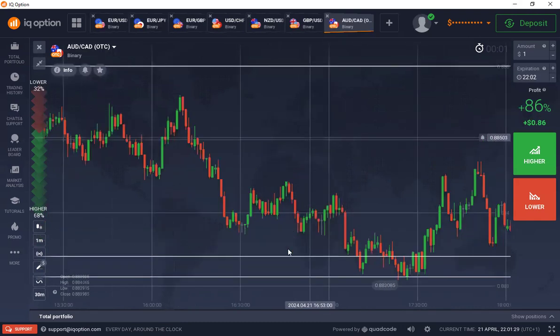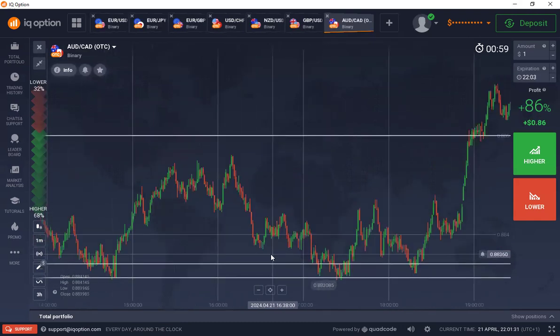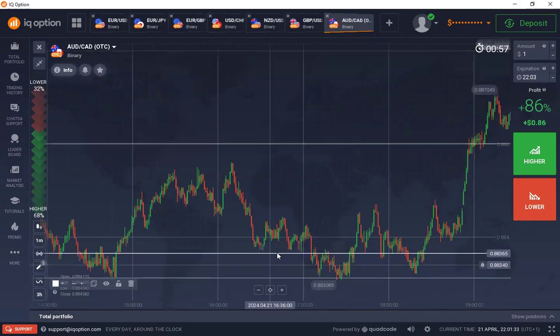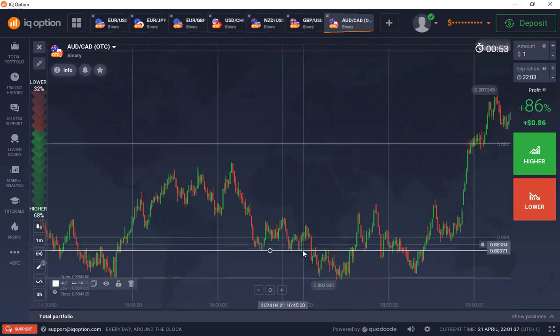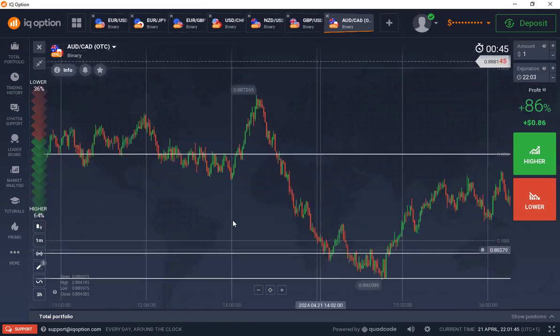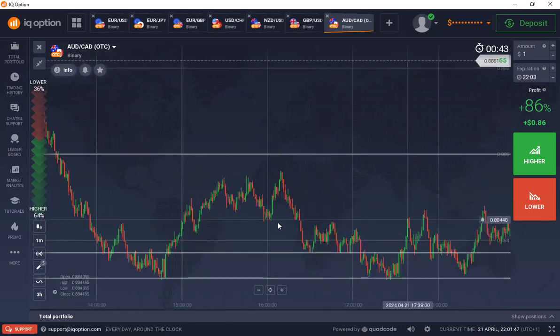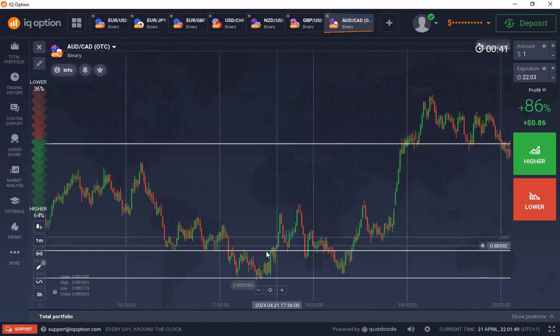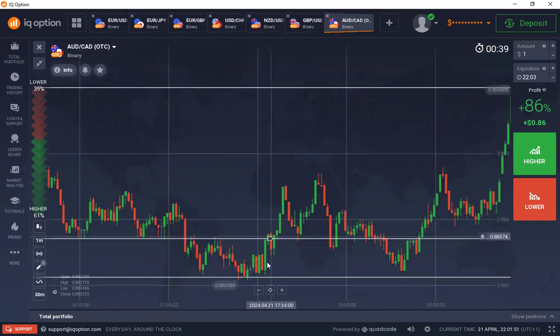Same thing happened here. We have significant support: support one, support two, support three. Here is like resistance, and here support. So that's significant support. Then this time, the market reacts after touching the support, the price drops, then continues to push higher.